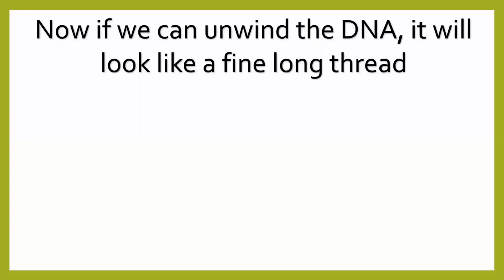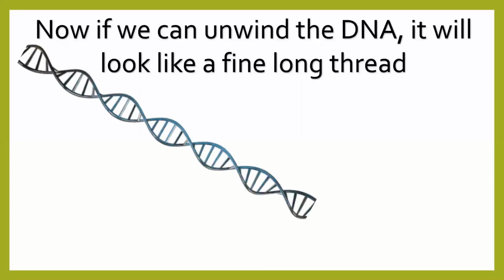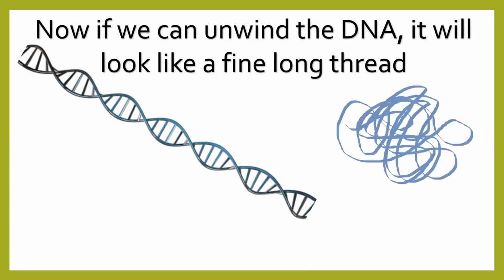It will look like a simple thread. So let's assume that this DNA is unwound. So this is the DNA. When you look at the chromatin material this way, you call it DNA. But when it is present inside the cell's nucleus and when the cell is in its rest position, it will look like this. This will be called chromatin material. Both are the same material.